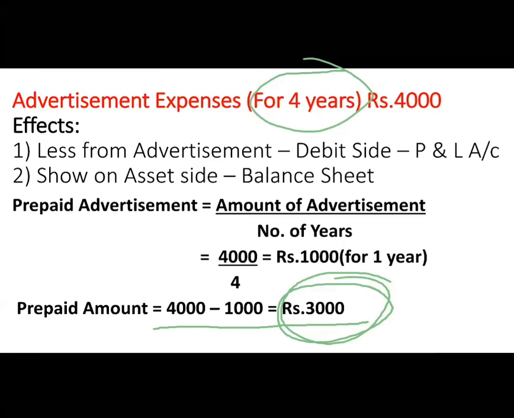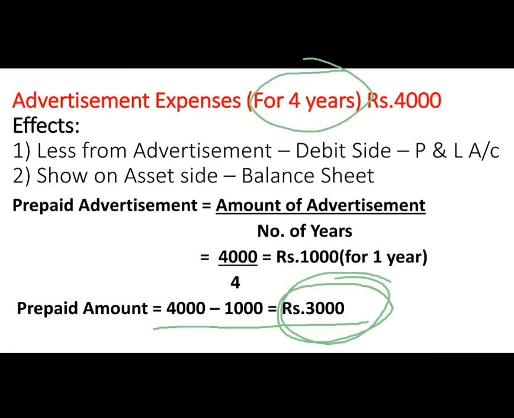But the adjustment will be, yes, so you are not supposed to reduce the 1 year amount. You have to reduce the 3 years amount to get the 1 year amount. So 4 years 4,000, 3 years 3,000, 1 year 1,000. So the amount will be 1,000. This should be your answer, whereas the prepaid is 3,000. So you have to reduce what is prepaid. You are not supposed to reduce the answer which should be there for 1 year. So keep this point in mind.